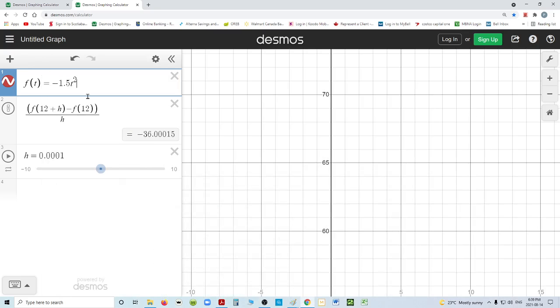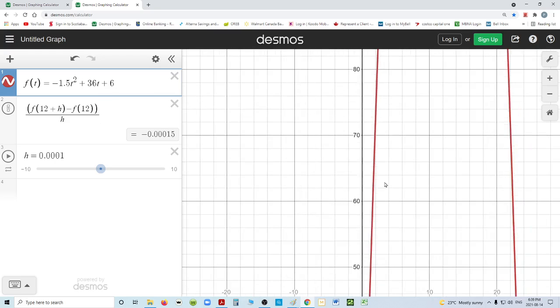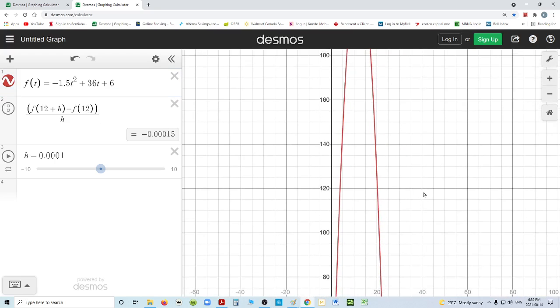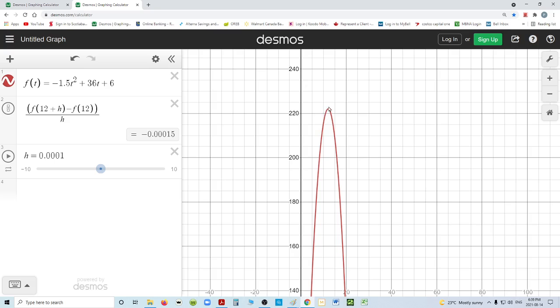Plus 36t plus 6. We're going to get rid of that. This doesn't matter right now because we're not doing 12. We're going to look at it though. So this is a downward facing parabola that happens to peak at 12, 222. So that means everything on the left of 12 will be a positive slope, and everything on the right of 12 will be a negative slope.